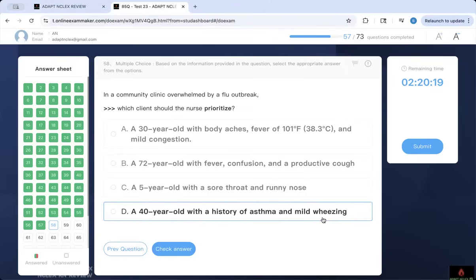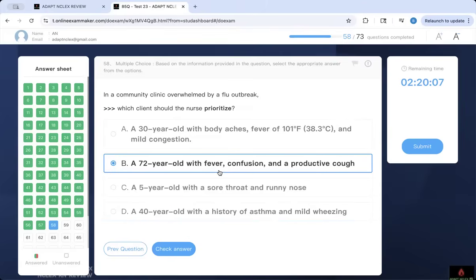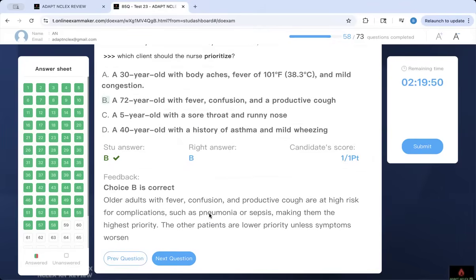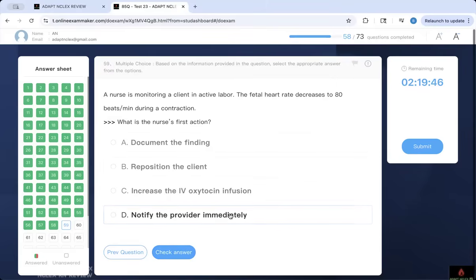Prioritization. Don't overselect. Don't get trapped. There are trap answers there. Pay attention. Just because you see a condition doesn't mean it's the right answer. The right answer is the older patient who has fever, is confused, and has a productive cough, and is more likely to decompensate. Just because you see asthma with wheezing, I expect an asthma patient to have wheezing. Sore throat, runny nose, fine. The second client is in trouble. An older patient is more likely to have sepsis. He has higher priority than everybody.